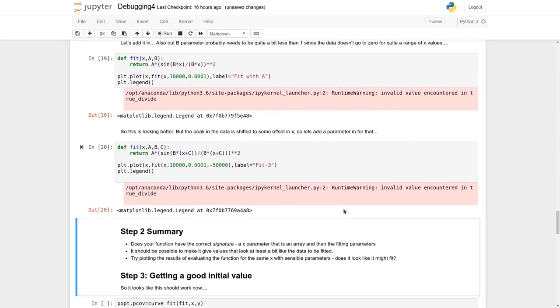Okay, so that is the end of the second step you need to go through to debug a curve fit, making sure your fitting function is right. So make sure it's got the correct signature. The first parameter needs to be the X data. And then after that, you need to have all the fitting parameters you used in order to make the function work. Make sure you've got the right number of fitting parameters and make sure that it gives you a sensible looking curve when you put in sensible values.